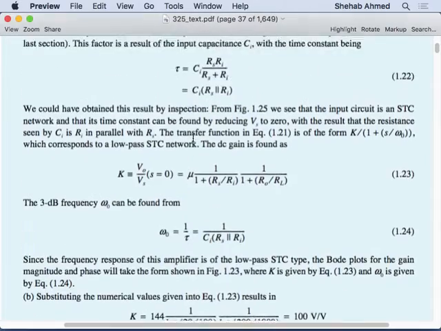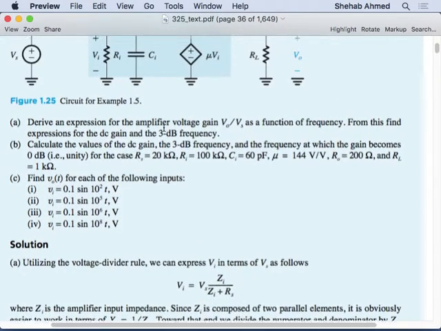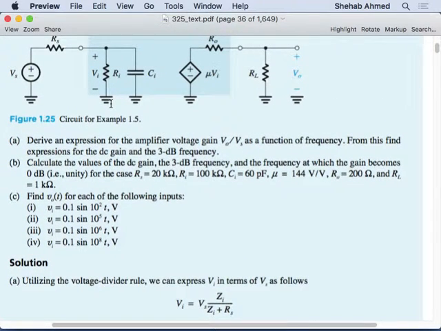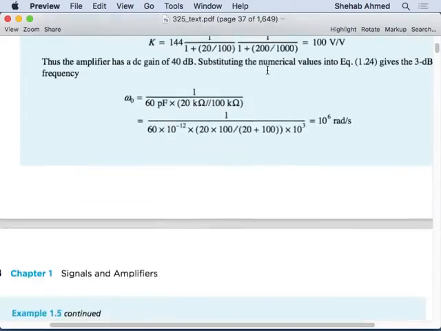And then what does the problem ask for? The problem is asking to calculate the values of the DC gain. Now they're going to plug in numbers for the values, using the transfer function that we calculated last time. So they're giving you RS, RI, CI, the gain, R output, RL, and they're asking you to calculate K, the gain, and the tau, or omega naught. And then they're asking you to look at these input signals that are coming from your sensor. How will they look at the output when you pass them through this amplifier? So let's look at that.